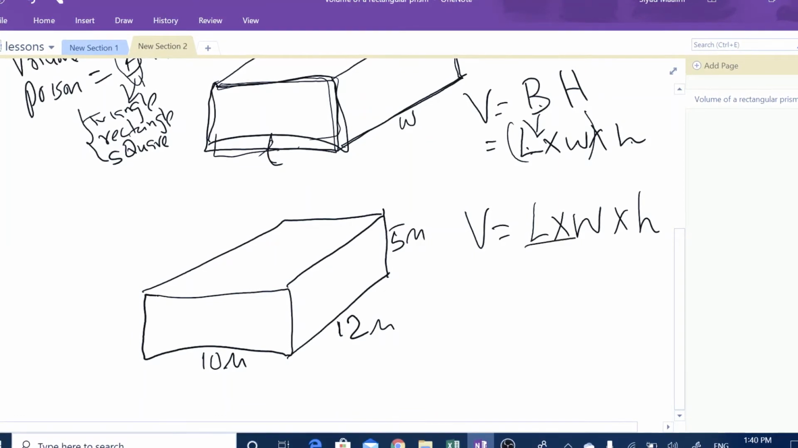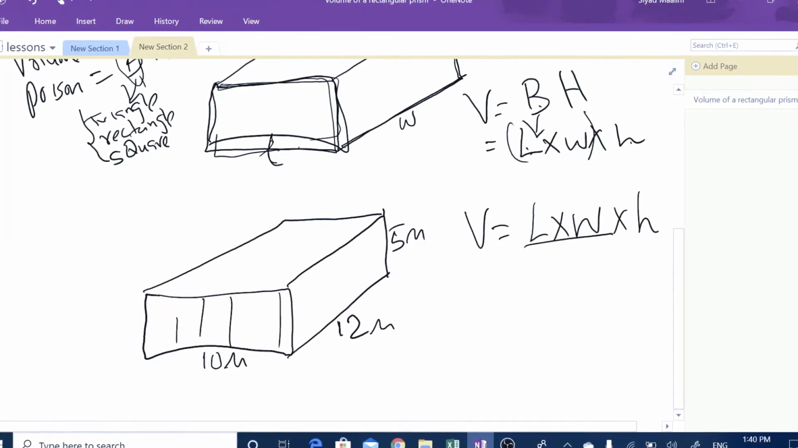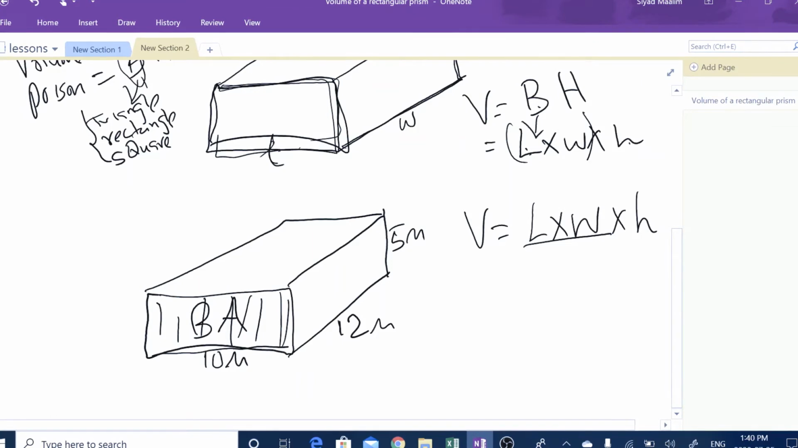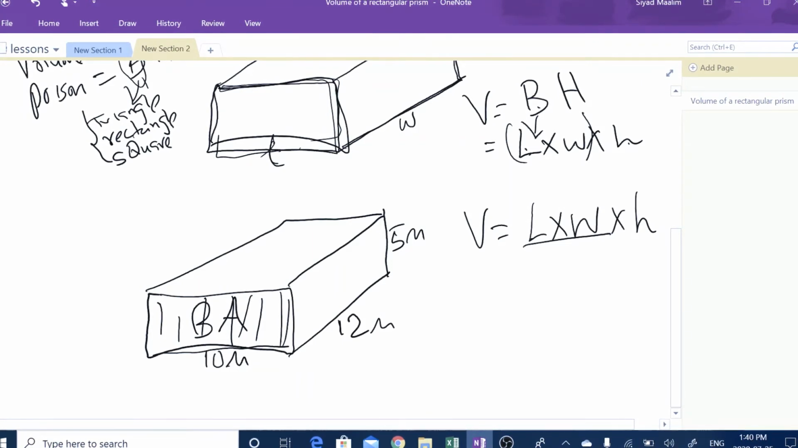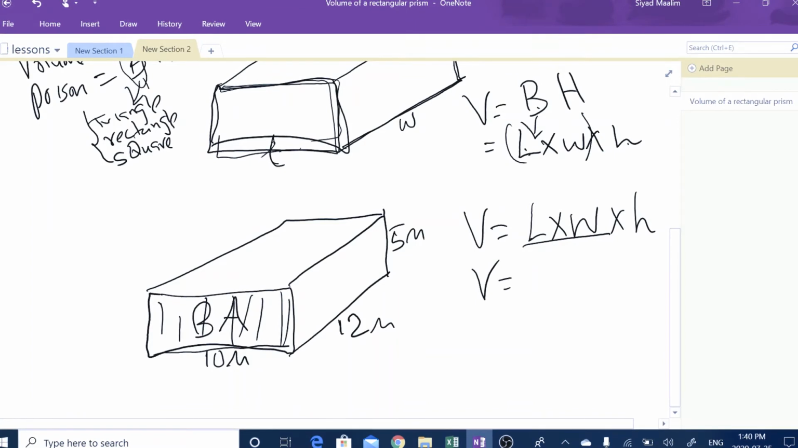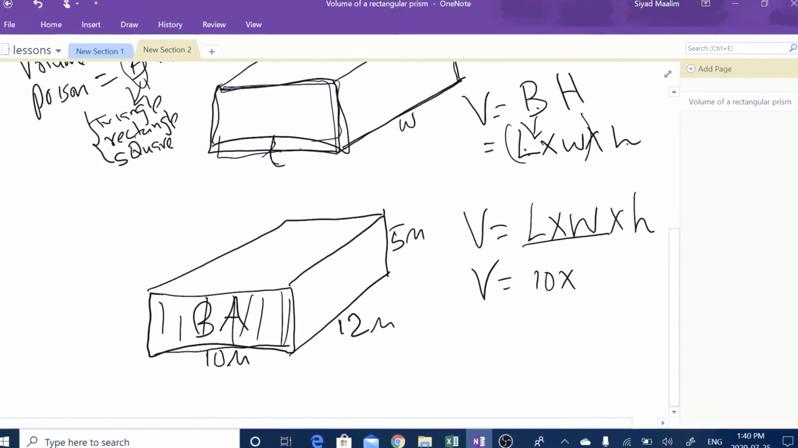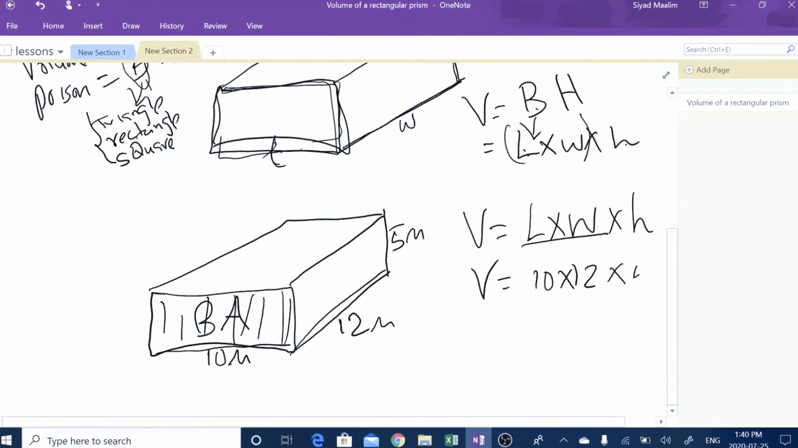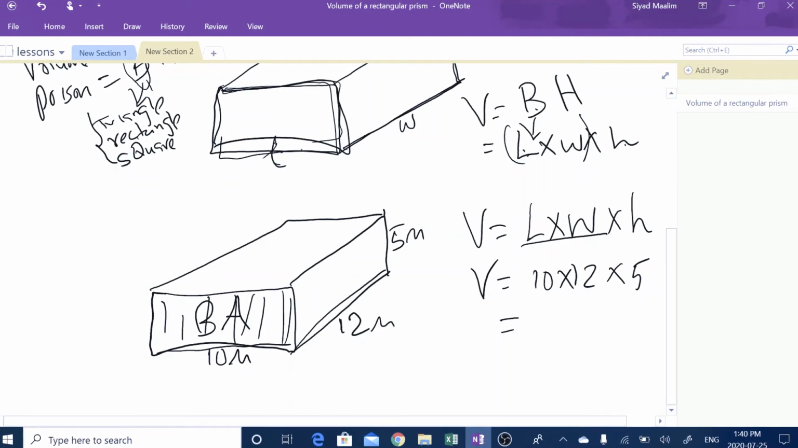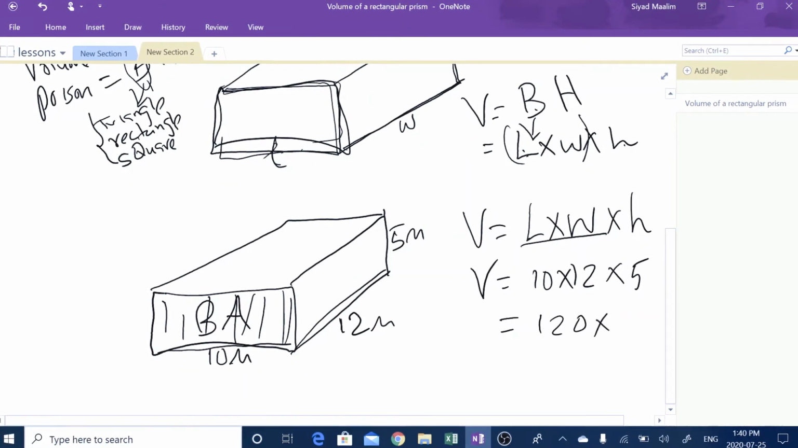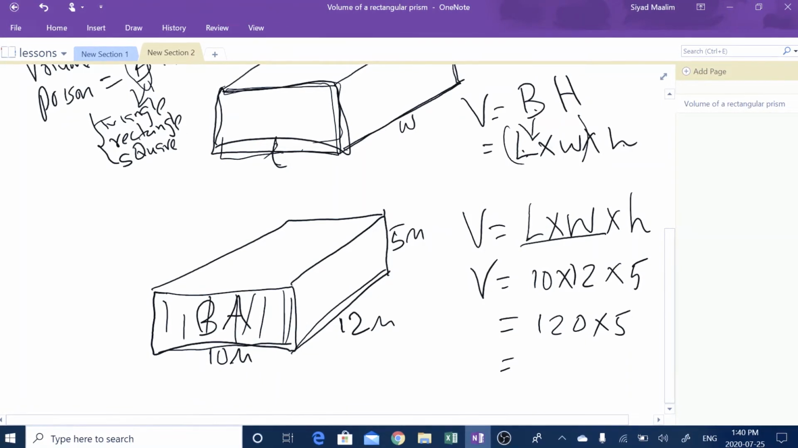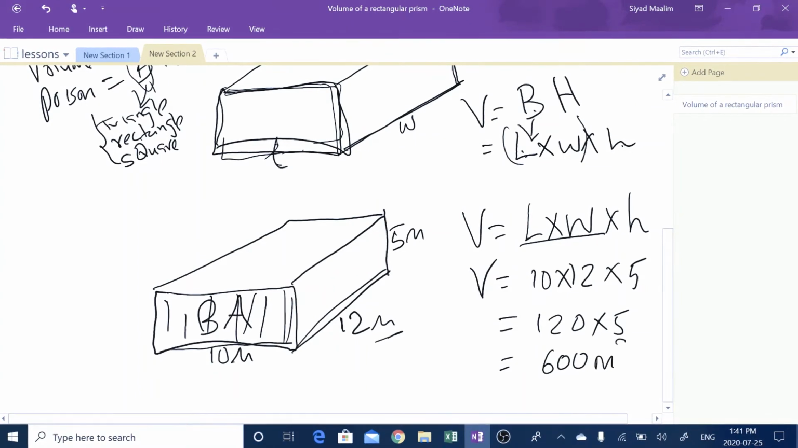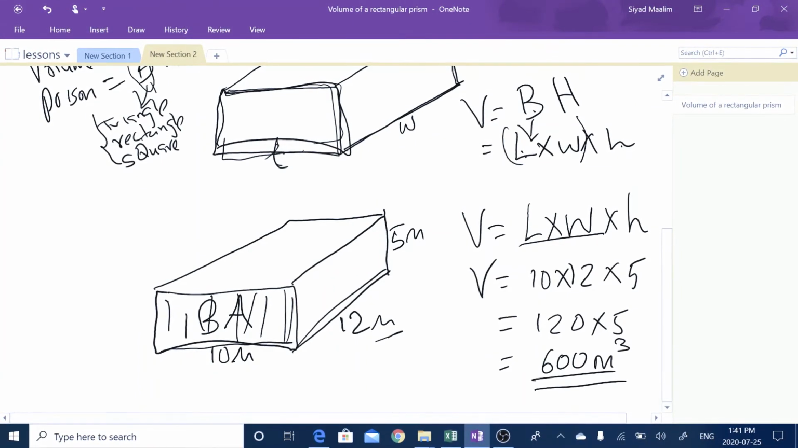The length times width is coming from the base area, because this is the base area. The base area is a rectangle, and area of a rectangle is length times width. Therefore, volume is equal to length, which is 10, multiplied by the width, which is 12, multiplied by the height, which is 5. So that will give me 120 times 5. This will give me 600, and the unit is meter. So therefore the volume is 600 meter cube.